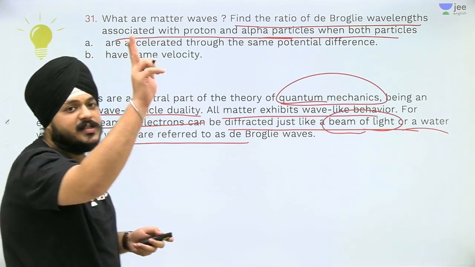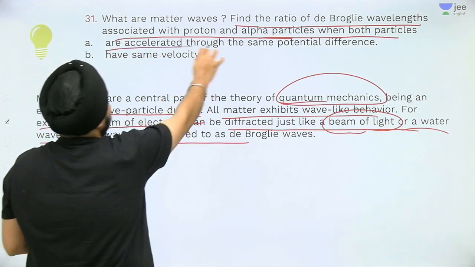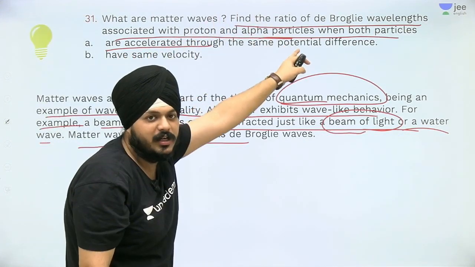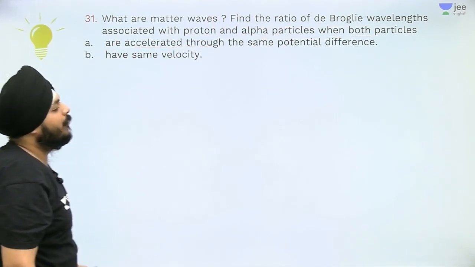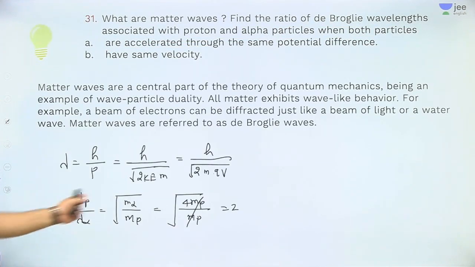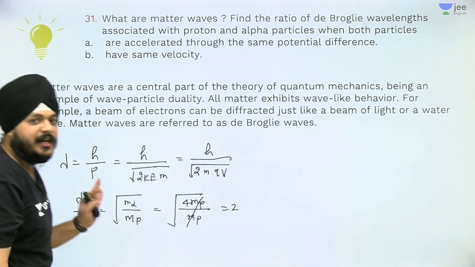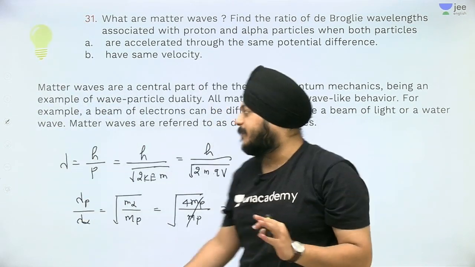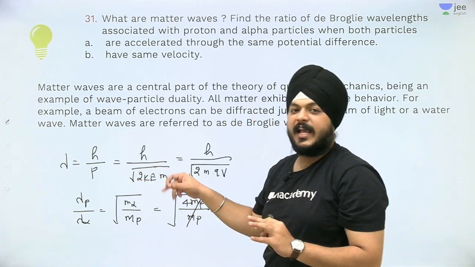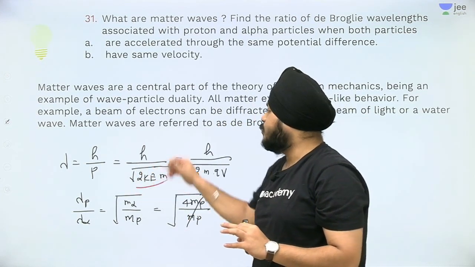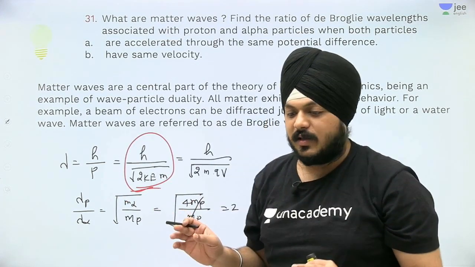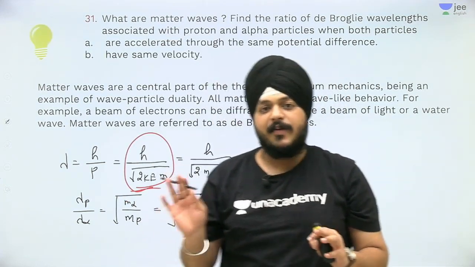Now we are using the second question. First of all, the de Broglie wavelength when the two particles are accelerated through the same potential difference. This is a very simple explanation, so this is the solution. When they are accelerated through the same potential difference, we use this equation: lambda is equal to h by under root of 2 m K. Are we using this kind of equation? Yes or no?